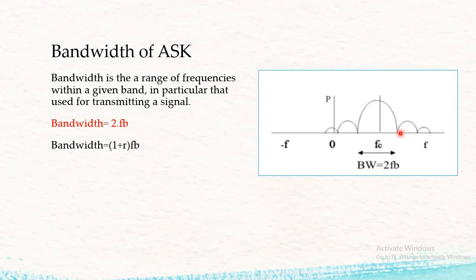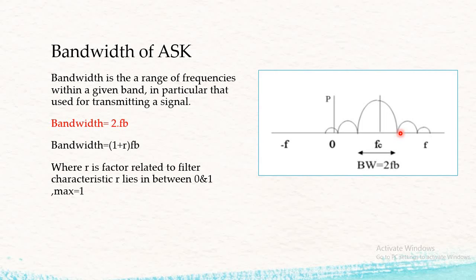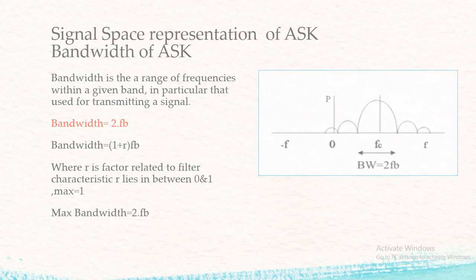Bandwidth is equal to 1 plus R times FB. This is the second notation of the bandwidth, where R is a factor related to the filter characteristics. R lies between 0 and 1, and the maximum value of R is 1. Therefore the maximum bandwidth is given as twice FB.